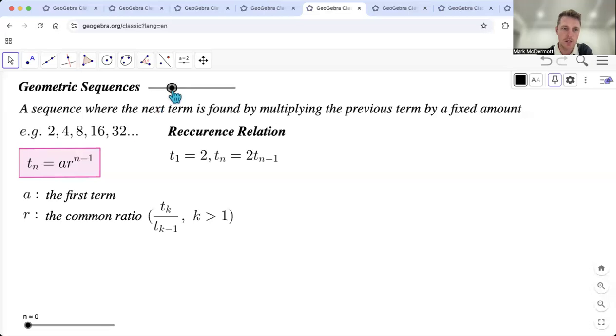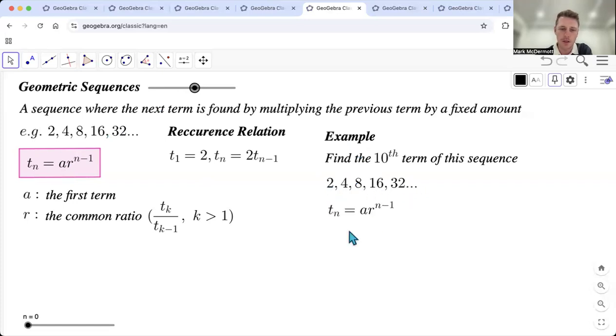Now, just to explain this in a little bit more detail, let's have a look at an example of this rule. See if we can find the 10th term of this sequence. Again, same sequence. We're going to use this rule and see that it works. We take a, which is the first term, 2, and multiply by the common ratio, 2, raised to the power of n minus 1. We want the 10th term, so we do 10 minus 1, which is 9. So we get 2 times 2 to the 9, which is just 2 to the power of 10. So the 10th term is 2 to the power of 10.